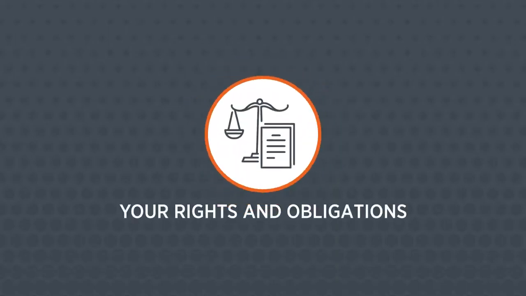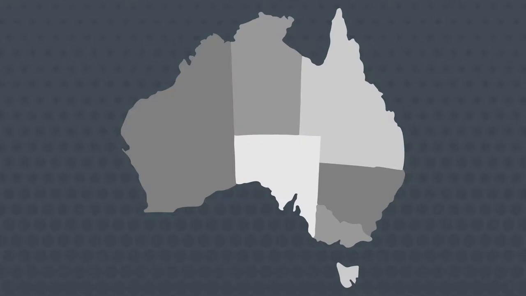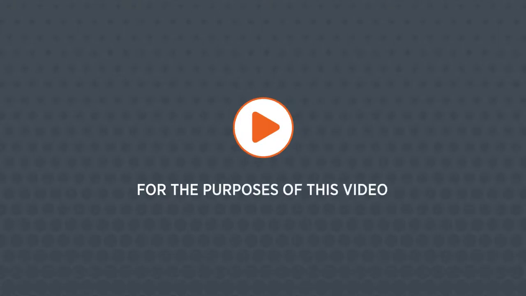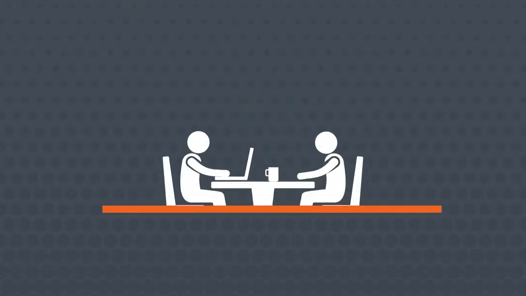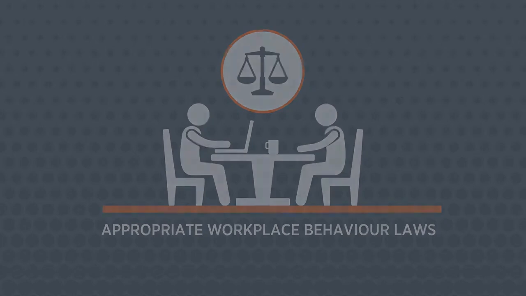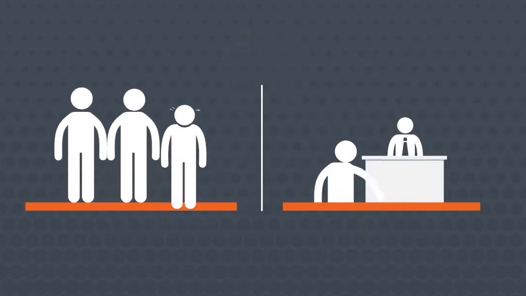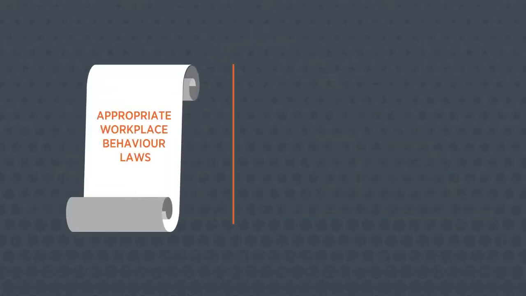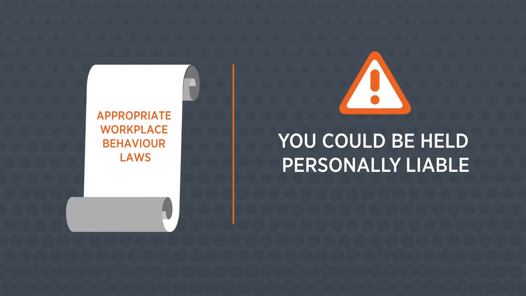Your rights and obligations. There are Australian appropriate workplace behaviour laws in each of the states and territories. For the purpose of this video, you need to be aware that there are appropriate workplace behaviour laws that apply to you in your workplace and in other areas of your public life. You have the right to complain if you are subjected to discriminatory treatment or inappropriate behaviour at work. If you engage in conduct that breaches appropriate workplace behaviour laws, you could be held personally liable.